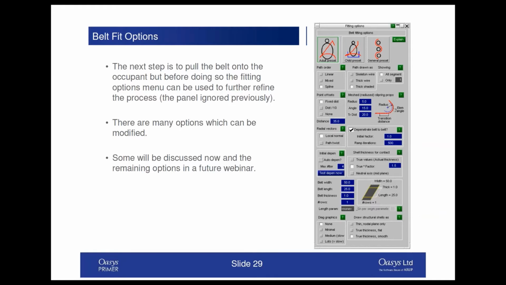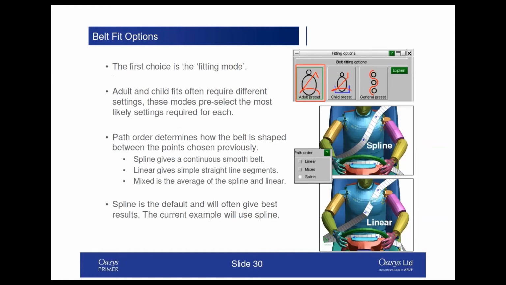So the default is an adult, and that's what I'm doing at the moment with our demo. So that's selected there, and the rest of the options are then based on what we think will be the best settings to create an adult seatbelt. We're going to look at a few of these settings at the moment, and then the rest will be discussed in a future webinar, hopefully in July.